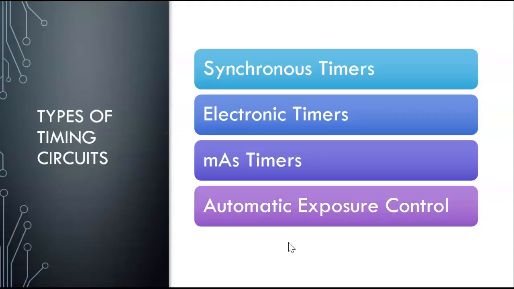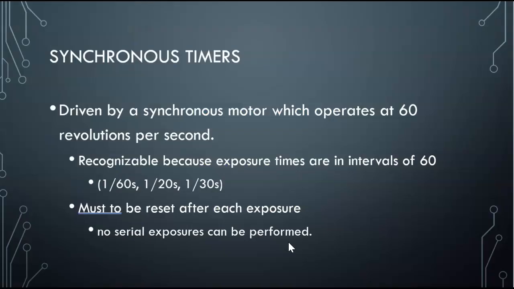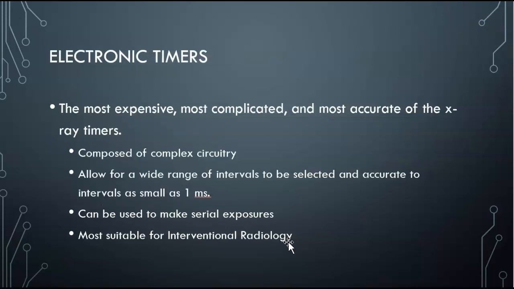Types of timing circuits. There are synchronous timers, electronic timers, mAs timers, and AEC, or automatic exposure control. Synchronous timers are driven by a synchronous motor which operates at 60 revolutions per second. It's recognizable because exposure times are in intervals of 60: 1/60th, 1/20, 1/30. It must be reset after each exposure, so no serial exposures can be performed. So you take an exposure, you have to wait and let it reset itself.